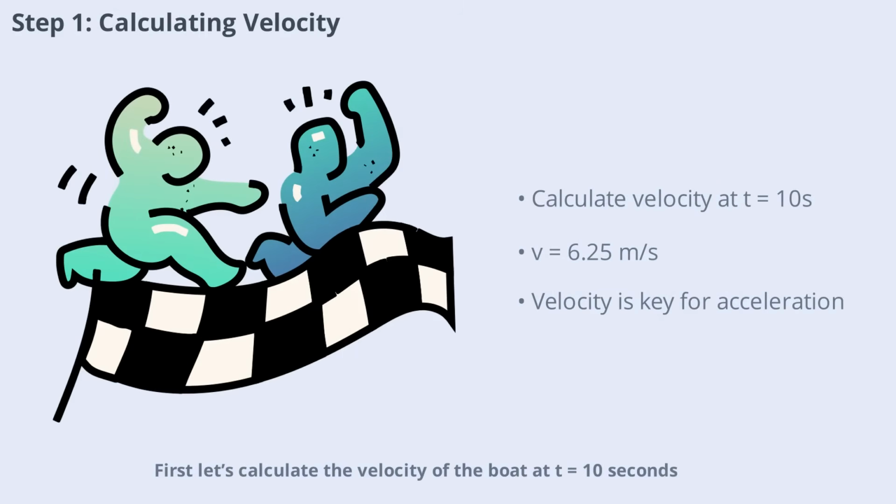First, let's calculate the velocity of the boat at t equals 10 seconds. Using the given equation, v equals 0.0625 times 10², we find that the velocity is 6.25 meters per second. This step is crucial because both tangential and radial accelerations depend on the velocity of the moving object. Knowing the velocity allows us to move on to the next step, finding the acceleration components.